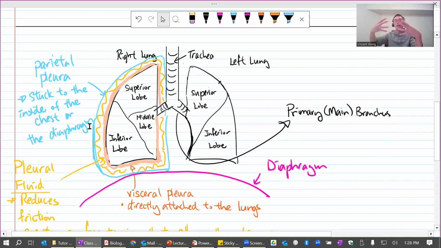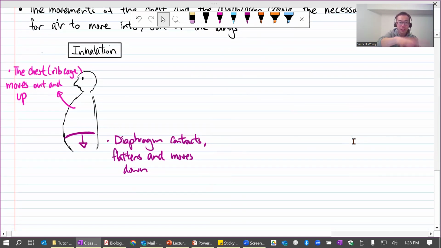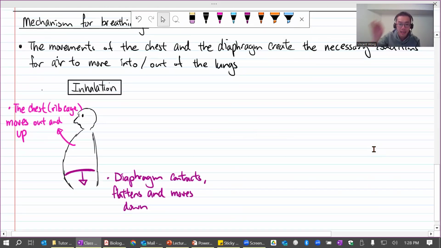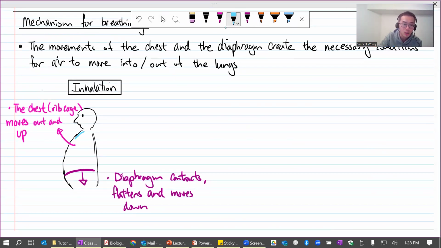So when your chest moves out, the parietal pleura moves with it. But we have the pleural fluid, which causes the visceral layer to be glued to the parietal layer. So when the chest moves out, you actually will pull the visceral layer, which means you will pull the lungs along with it. So collectively, these two actions, the chest movement as well as the diaphragm movement, both of them will cause the lung to expand.